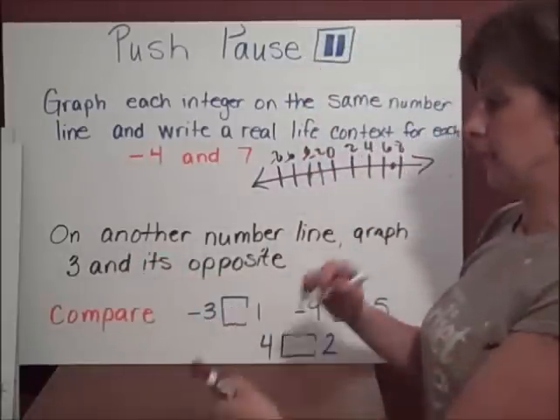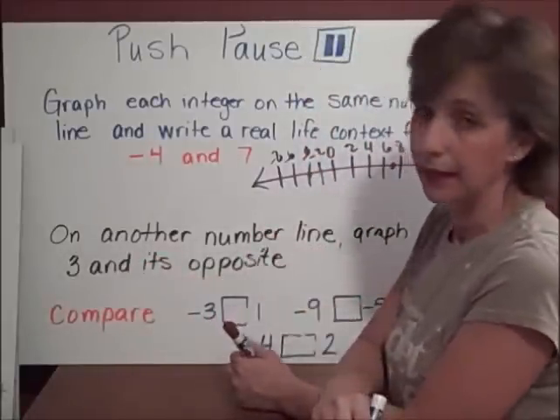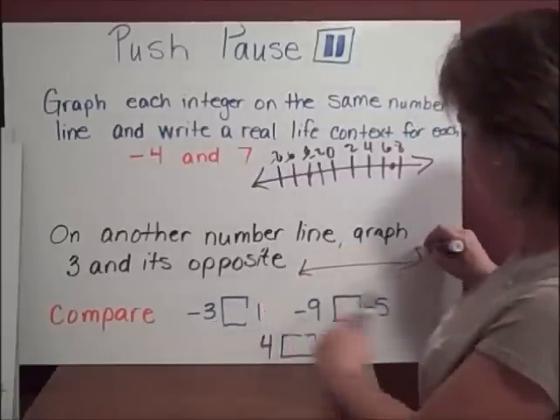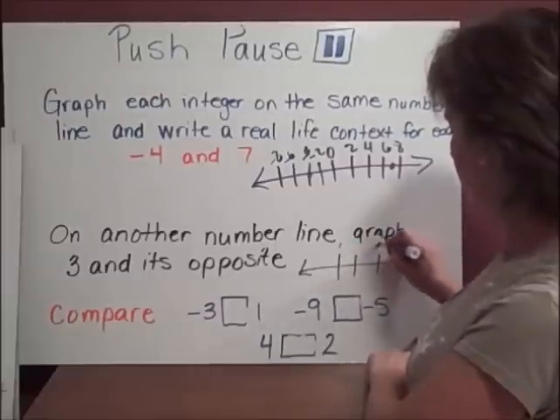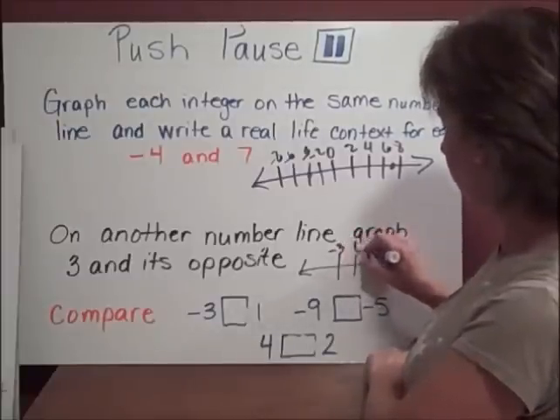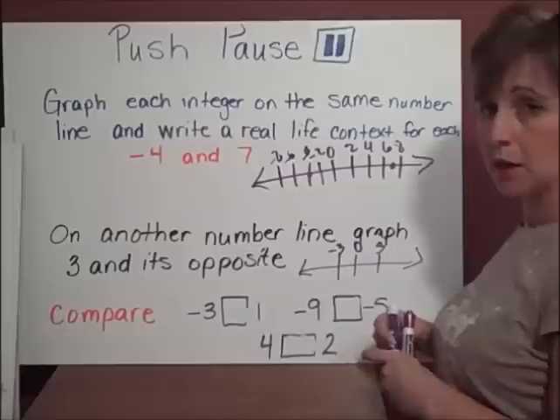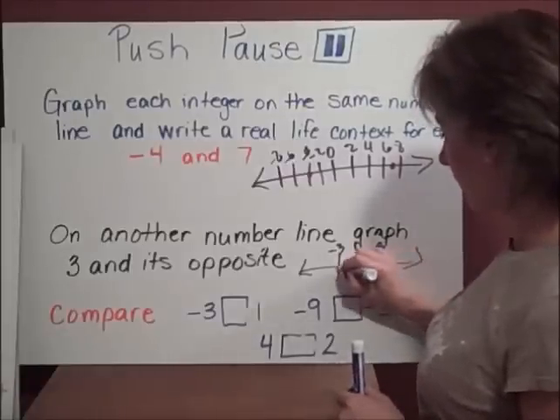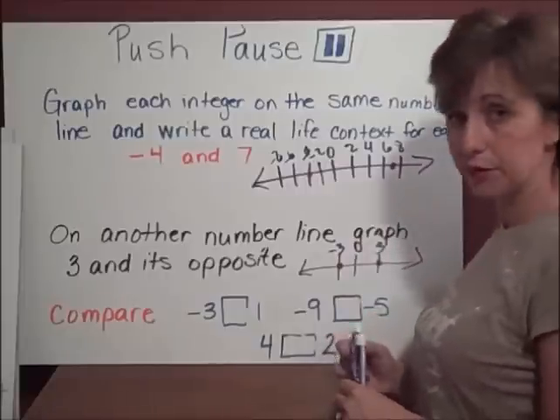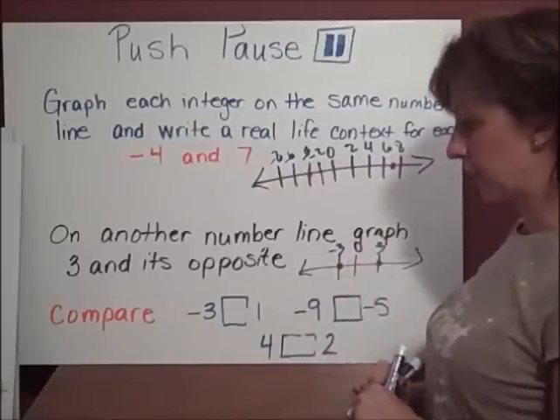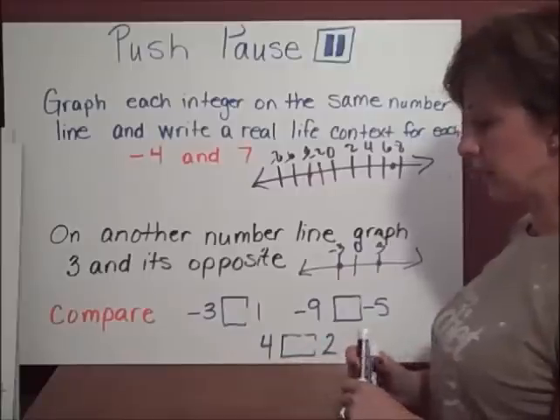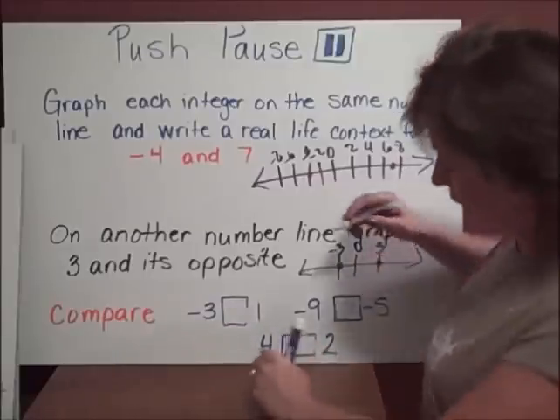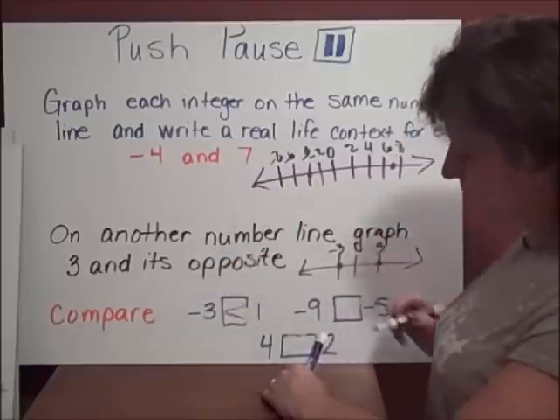On another number line, it says to graph 3 and its opposite. So your number line, and hopefully you didn't just do this, but you did indeed graph 3 and its opposite with a closed circle on the hash mark. To compare these integers, -3 is further left on the number line, so -3 is less than 3.